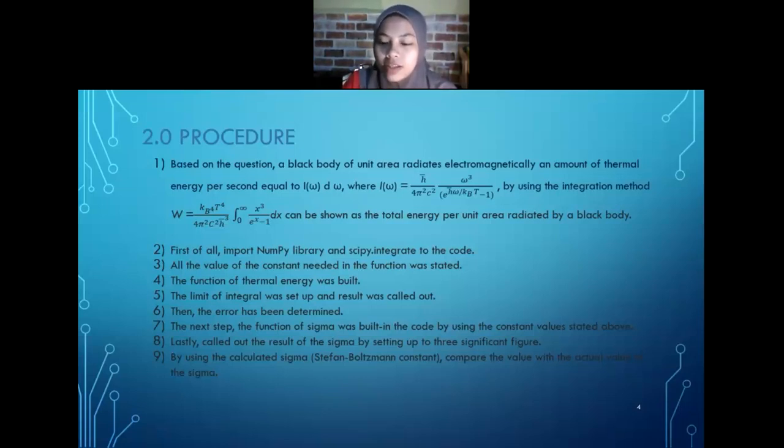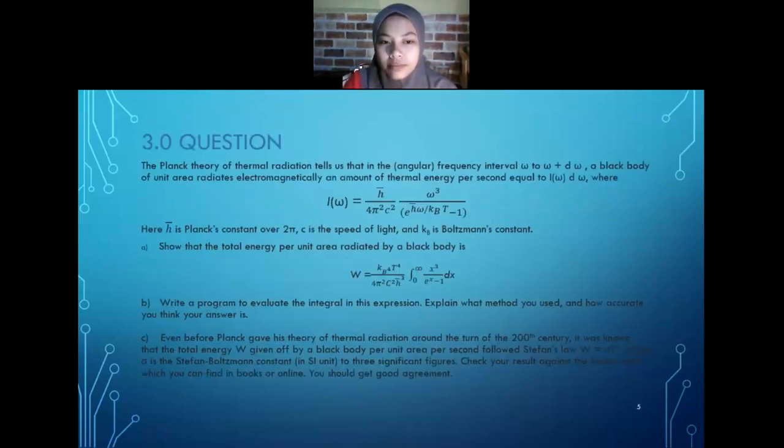And the next step is our aim, which is we need to find the sigma by using the constant values stated above and the value of the integral that we evaluated. Then lastly, we call out the result of the sigma by setting it to three significant figures as the question asks. Then by using the calculated sigma that we get, we compare the value with the actual value of the sigma. So this is an overview of the question.